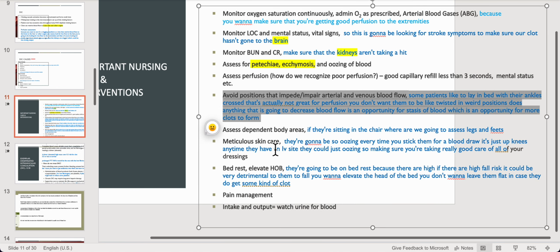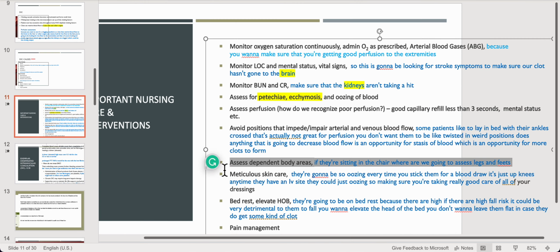Avoid positions that impair arterial and venous blood flow. Some patients like to lay in bed with their ankles crossed. That's actually not great for perfusion. You don't want them twisted in weird positions. Anything that is going to decrease blood flow is an opportunity for stasis of blood, which is an opportunity for more clots to form.